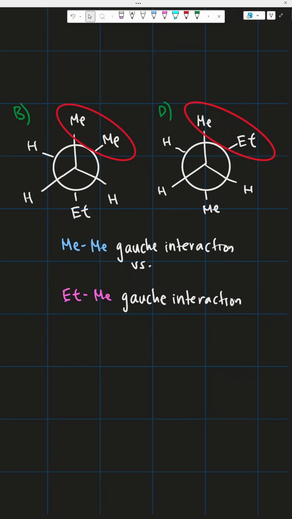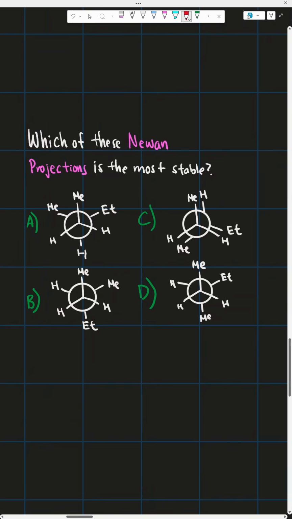When comparing B and D, we want to look at the difference between a methyl-methyl gauche interaction and an ethyl-methyl gauche interaction. The gauche interactions between smaller groups is less destabilizing, so since methyl is smaller than ethyl, the methyl-methyl gauche interaction is more stable than the ethyl-methyl. Therefore, our answer is B.